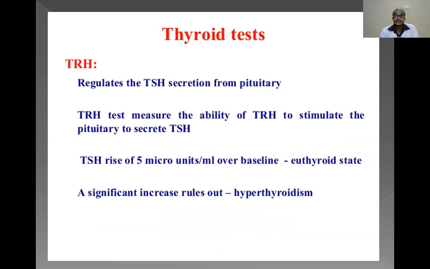And TRH regulates the TSH secretion from the pituitary, we know that. And the TRH test measures the ability of TRH to stimulate the pituitary to secrete TSH. And a TSH rise of 5 microunits per ml over baseline can be considered as a euthyroid state. A significant increase rules out hyperthyroidism.